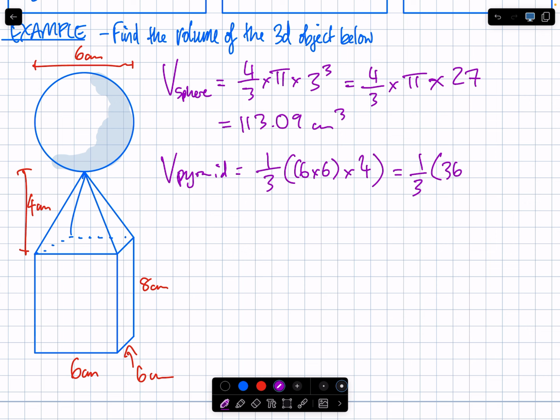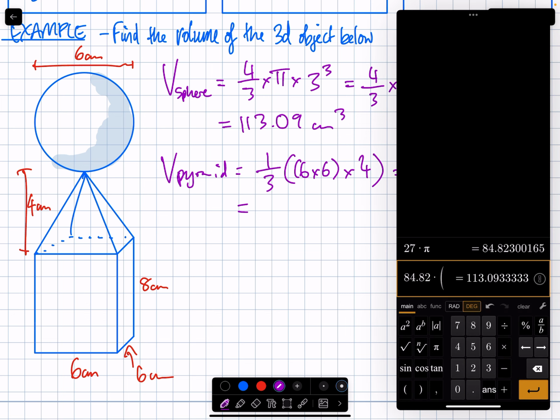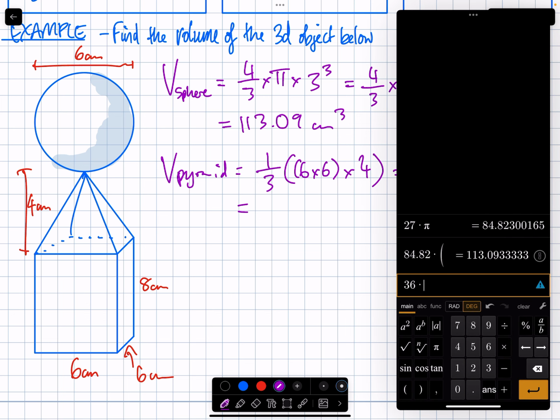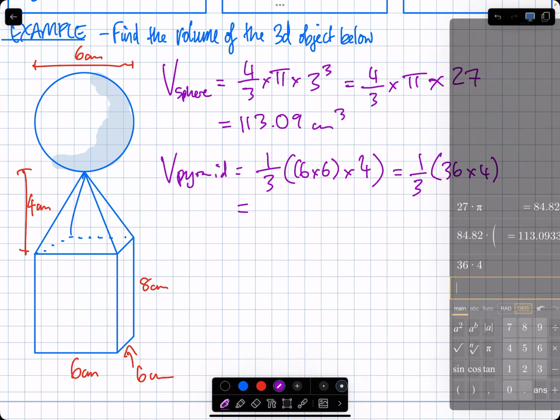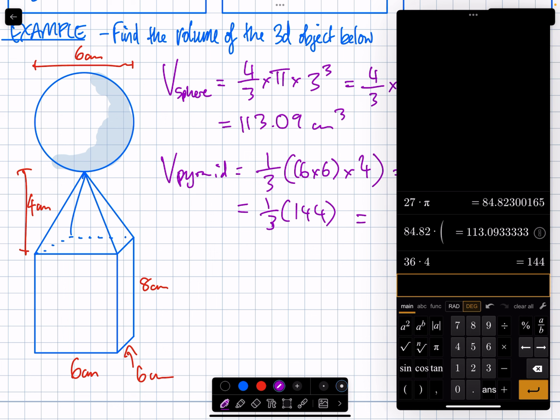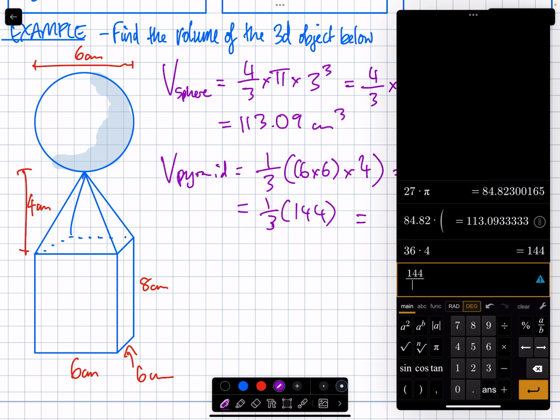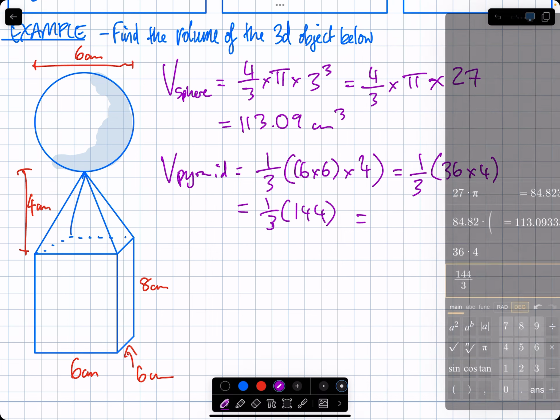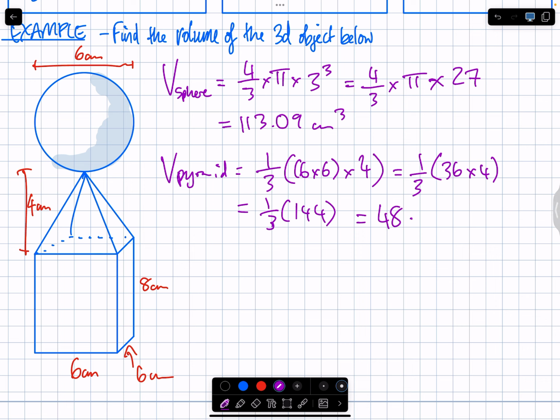36 times 4. What's 36 times 4? 144. So you've got 1/3 of 144. 144 divided by 3 is 48. So the pyramid is 48 cubic centimeters.